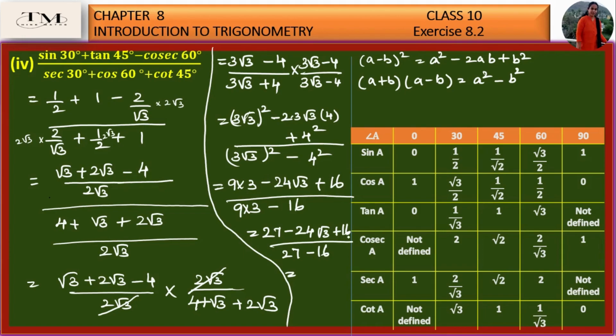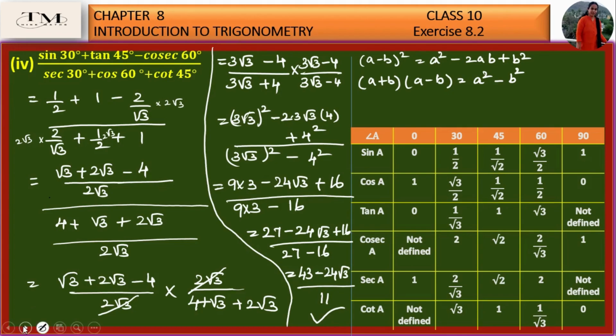So what is 27 plus 16? 27 plus 16 is 43. So 43 minus 24 root 3, divided by 27 minus 16. What is the value of 27 minus 16? It is 11. So the answer is (43 minus 24 root 3) divided by 11. So this is the solution for part 4. Okay children, I hope you can understand this problem.